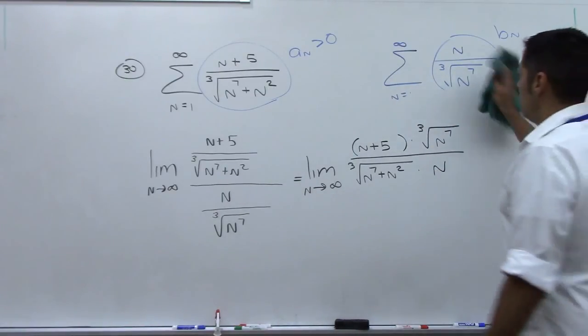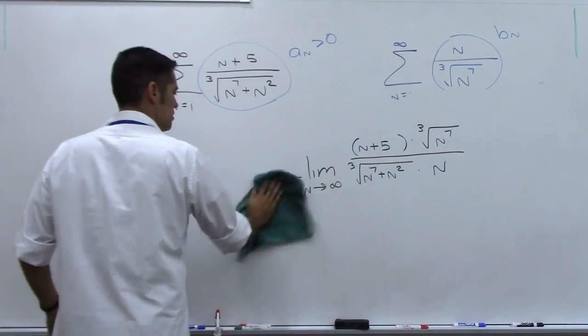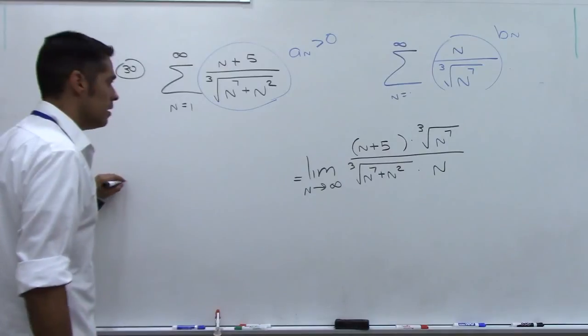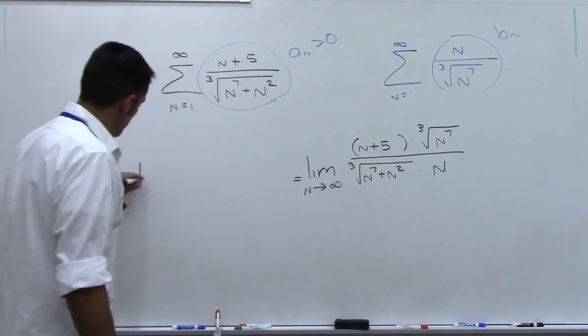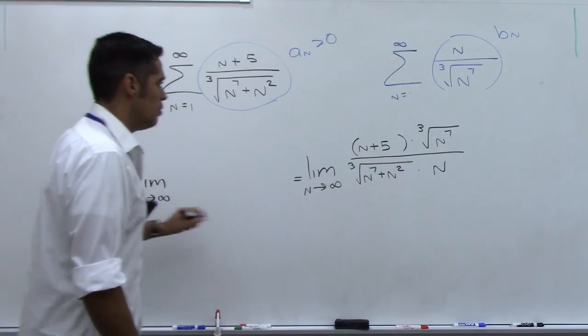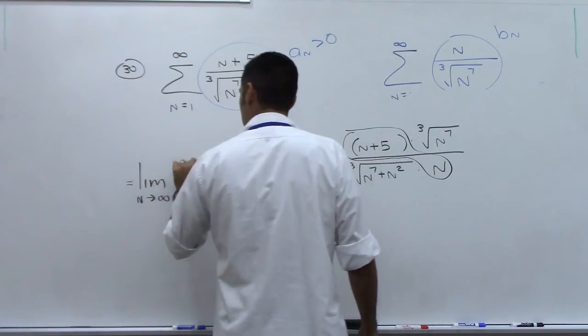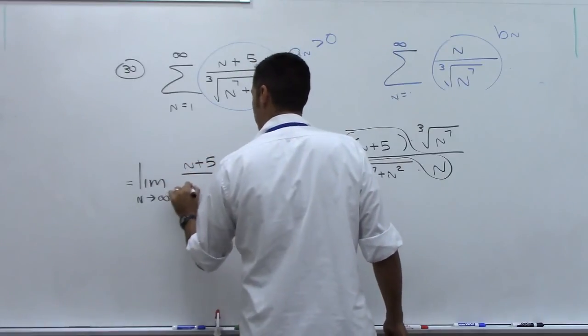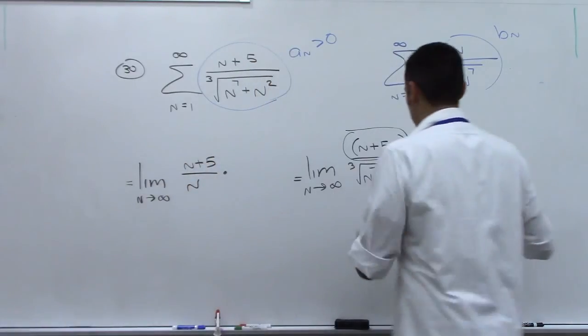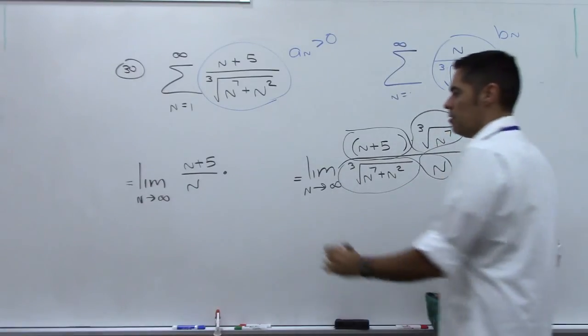And now again, I don't want to use L'Hopital yet. Let me try and put some things together here. That's equal to the limit as n goes to infinity of, watch, I'm going to put these two on top of one another, so n plus 5 over n times, and then since these are both cube roots, I'm going to put them all underneath a cube root.